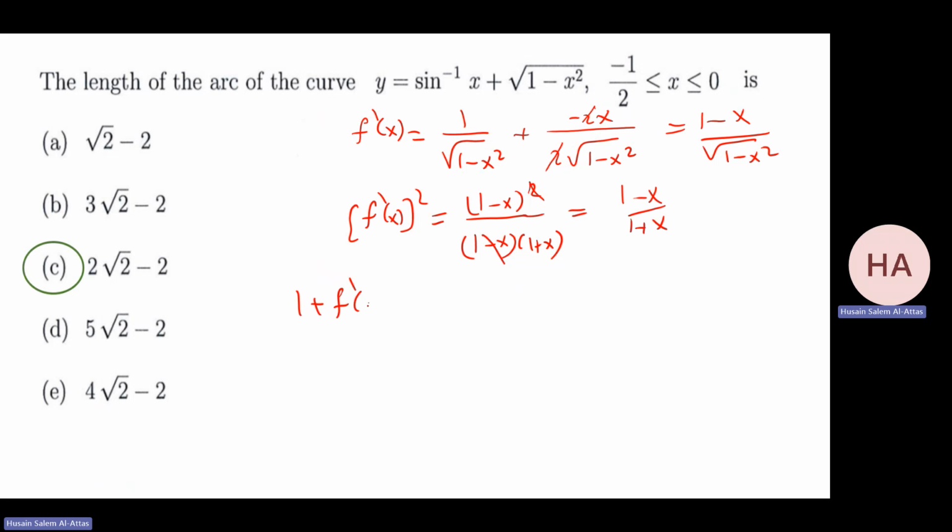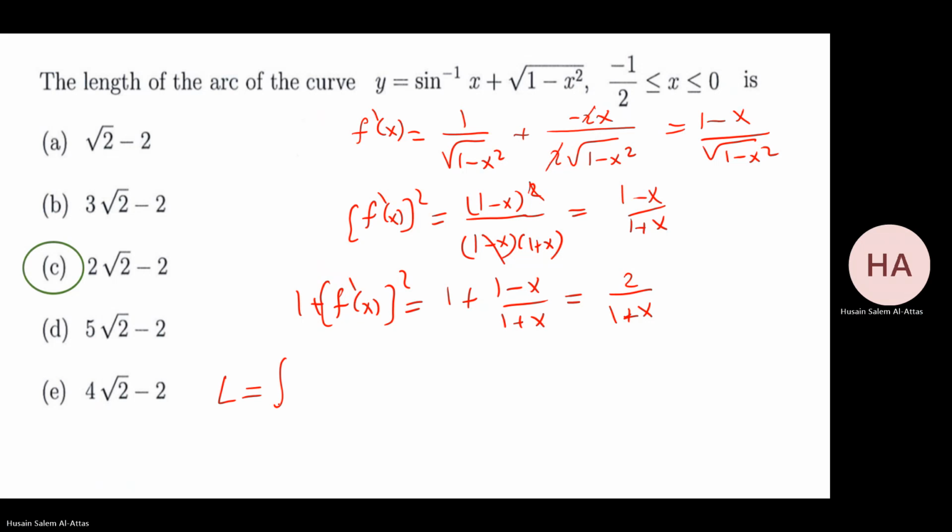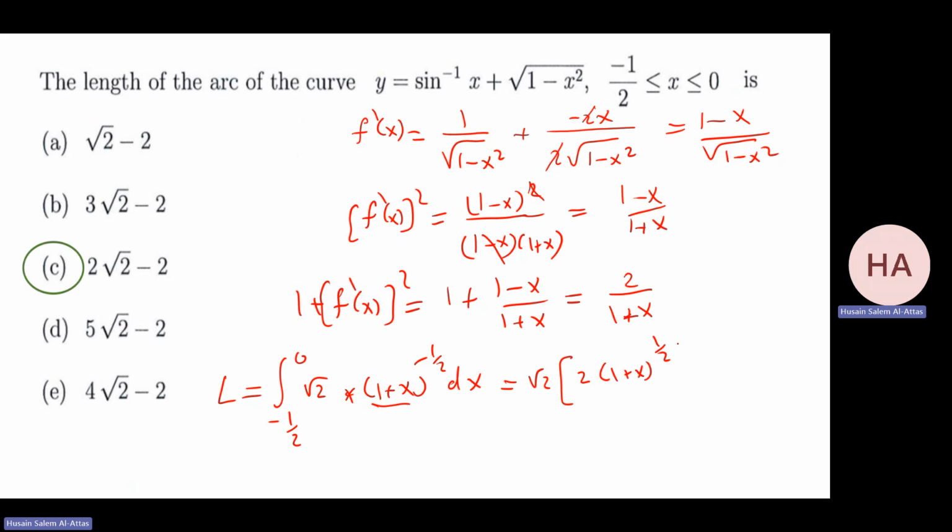Now I need 1 plus f prime of x all squared. That's 1 plus 1 minus x over 1 plus x. That gives me 2 over 1 plus x under the square root. So I have L from minus half to 0, square root of 2 times 1 plus x to the power minus half dx. So I have square root of 2 outside. And what's the integral of this? 2 times 1 plus x to the power half, from minus half to 0.